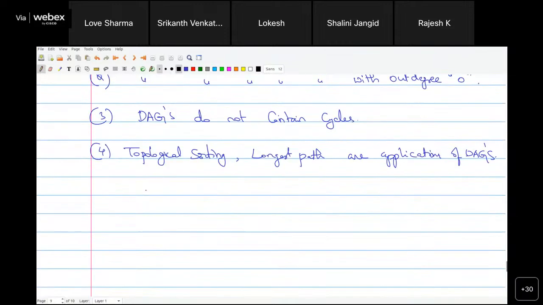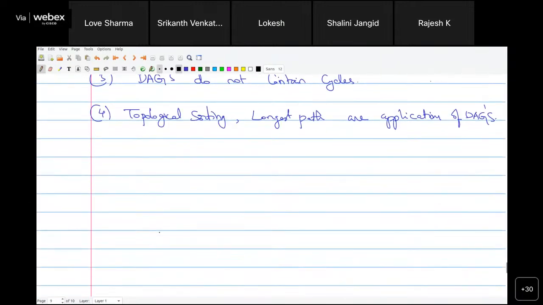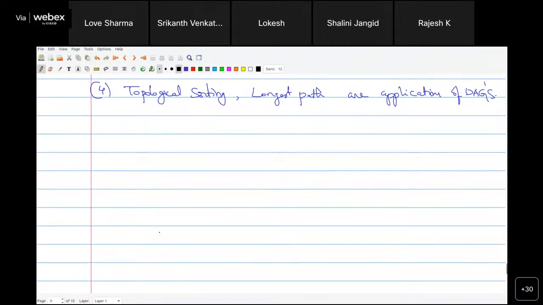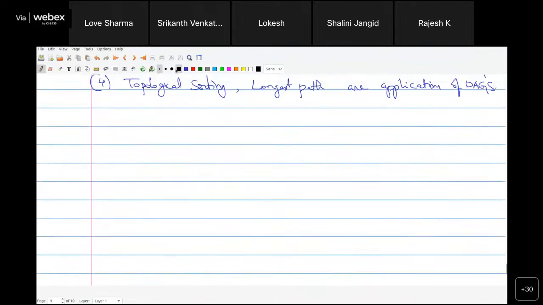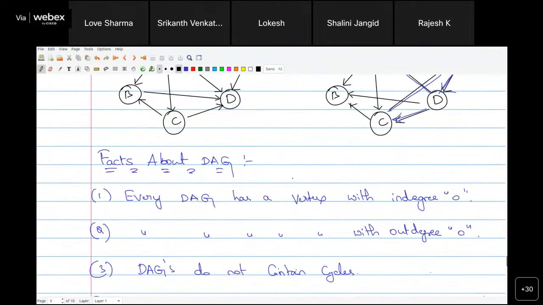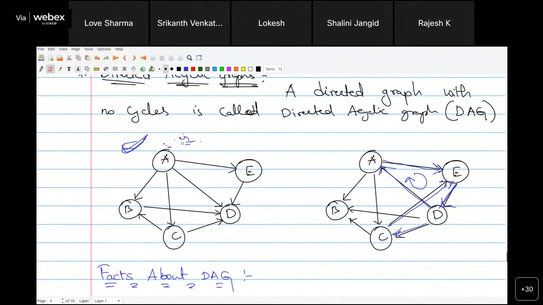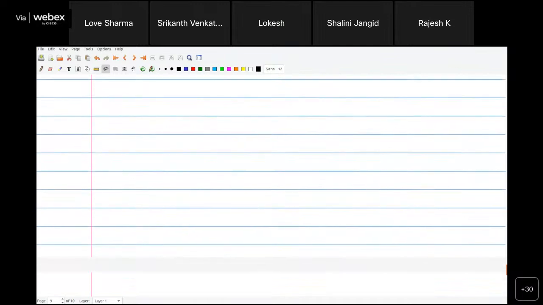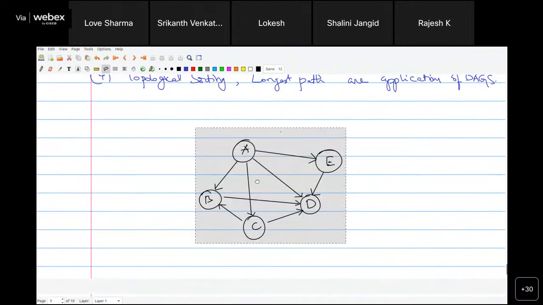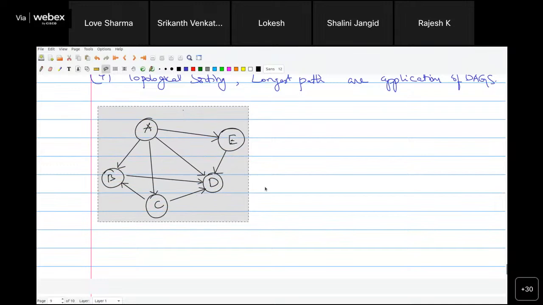So let us take a small example and let me show you very quickly what topological sorting means and what the longest path is. Let me take the above example, this DAG. Let us take this DAG only. So this is a DAG. Let us verify our facts first of all.